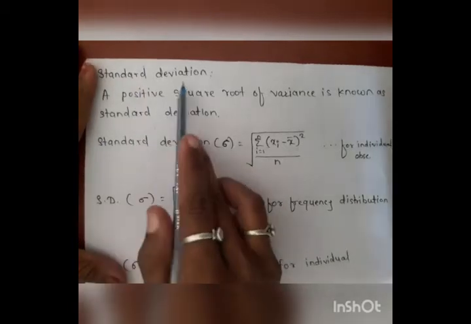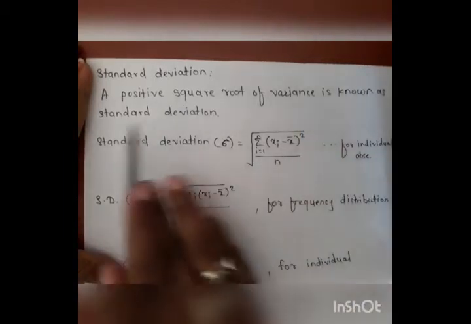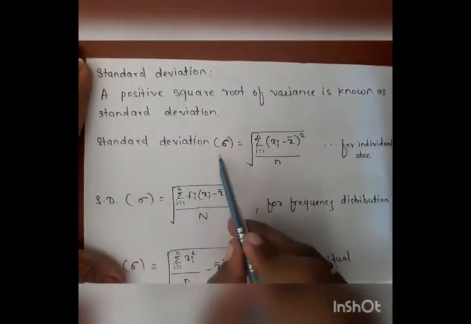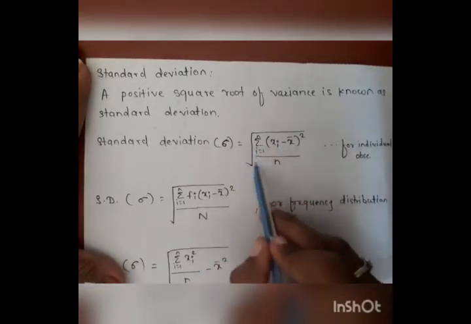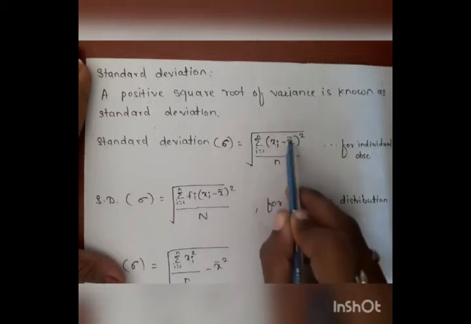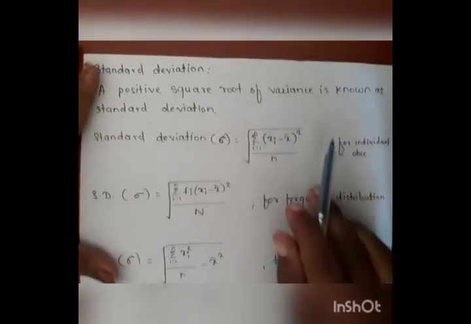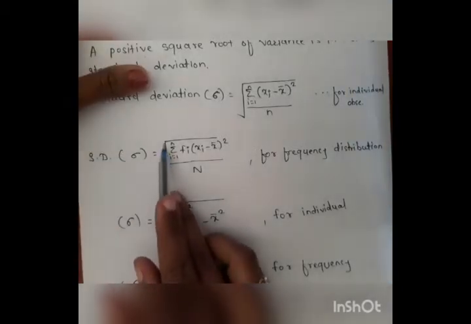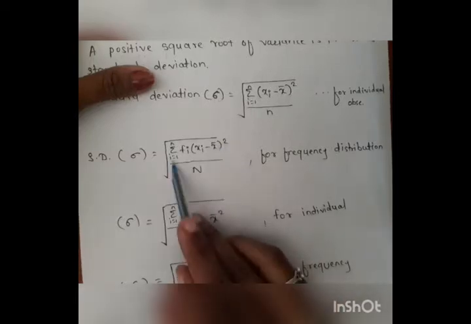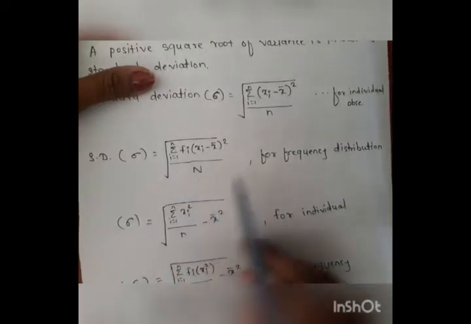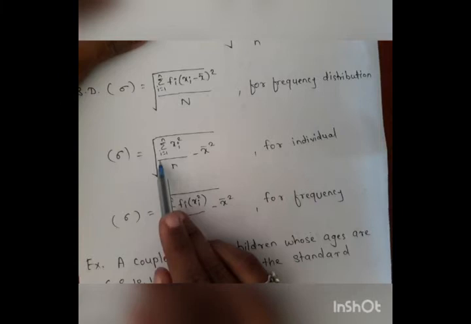Next point is standard deviation. A positive square root of variance is known as standard deviation. Standard deviation is denoted by the letter sigma, which is equal to the square root of summation of (xi minus x bar) whole square, i running from 1 to n, divided by n for individual observation. Next, sigma is equal to the square root of summation of fi into (xi minus x bar) whole square, i running from 1 to n, divided by capital N for frequency distribution.